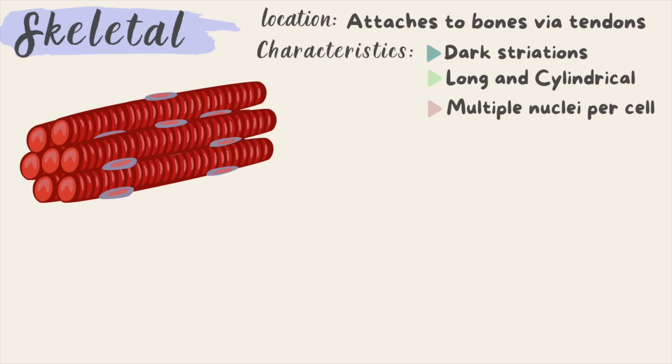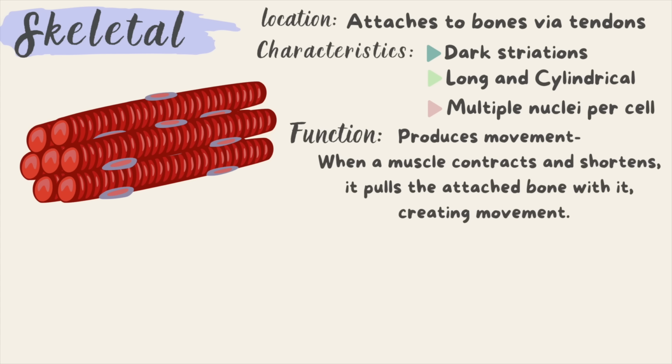Some characteristic traits of muscle cells are they have dark striations, they are long and cylindrical, and they have multiple nuclei per cell. Skeletal muscle's main function is to produce movement. So when a muscle contracts and shortens, it pulls the attached bone with it, creating movement.